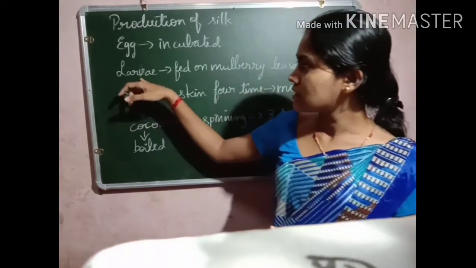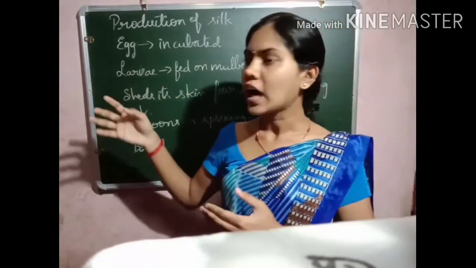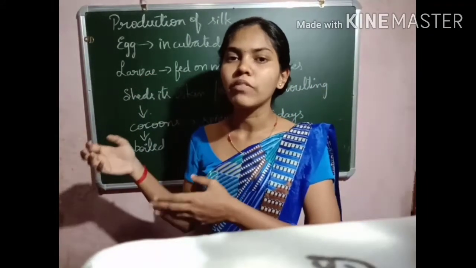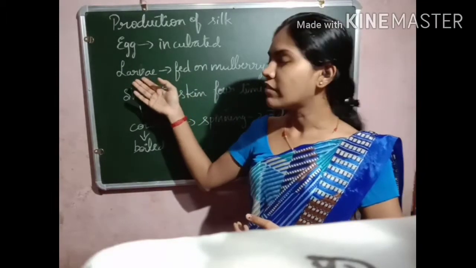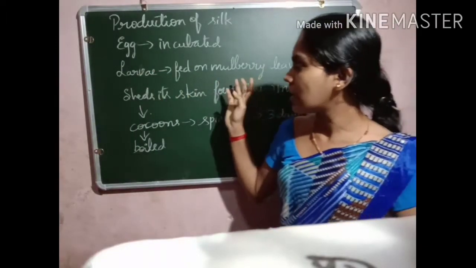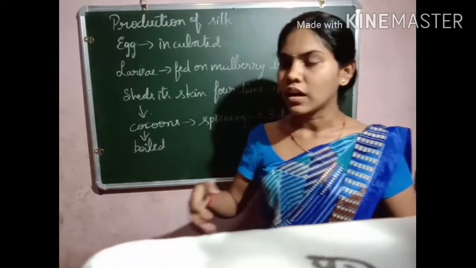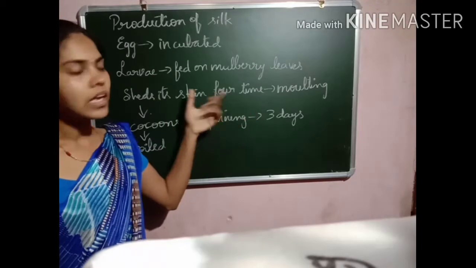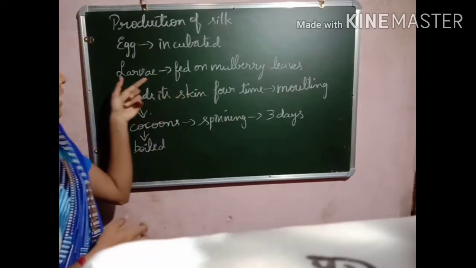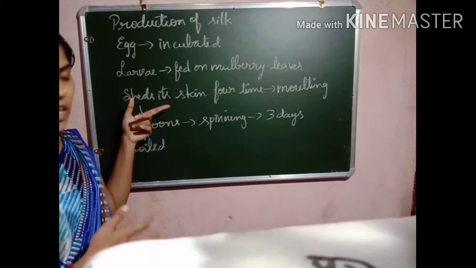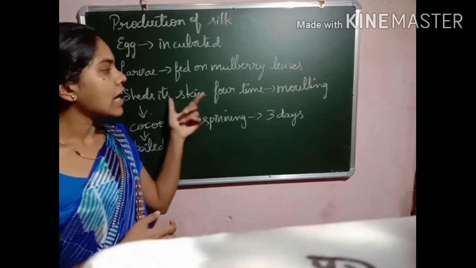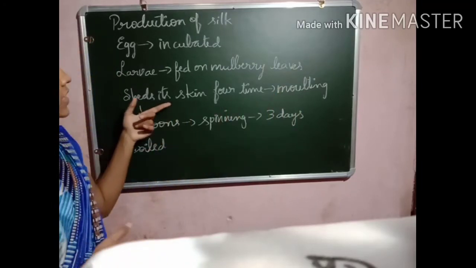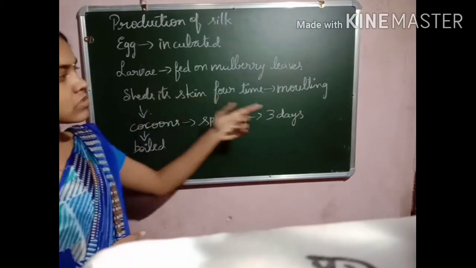Then in the next stage, the larva are fed on mulberry leaves. They provide the mulberry leaves, and the larva feed on them until they grow. While growing in the larva stage, they shed their skin 4 times. That process is known as molting. The process of shedding its skin during the larva stage is known as molting.